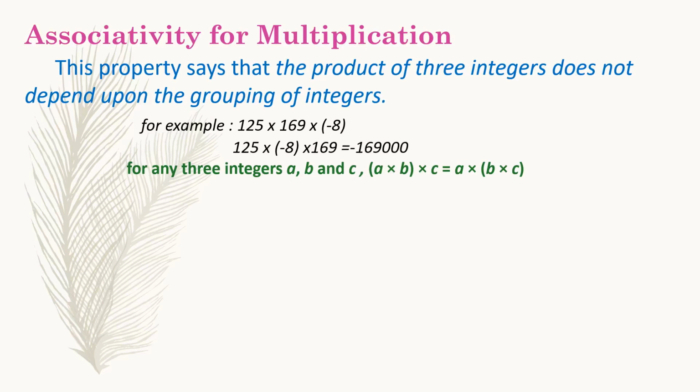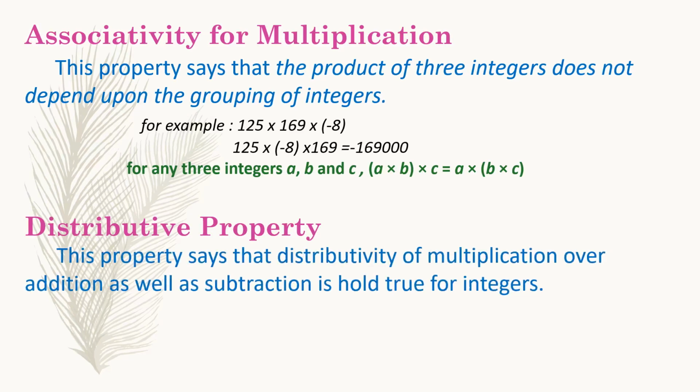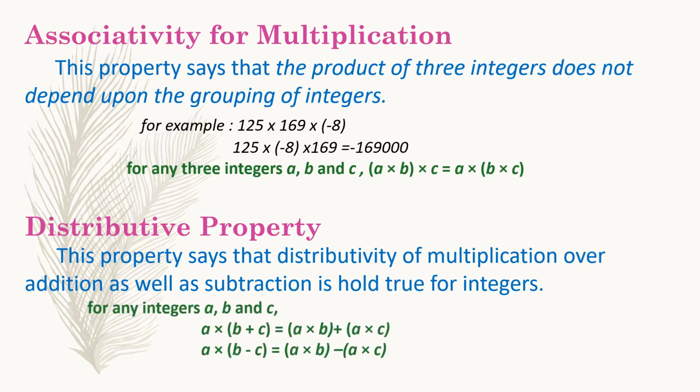You can see here. Now the next property is the distributive property. This property says that distributivity of multiplication over addition as well as subtraction holds true for integers. Again, as we know, there are two ways for integers a, b and c. We can write it two ways: a into (b plus c) or a into (b minus c). Now we will see them one by one.